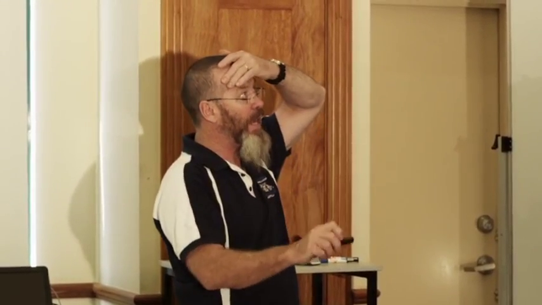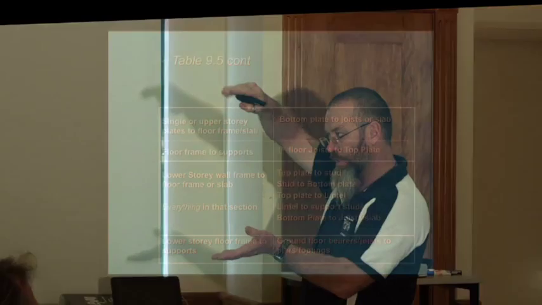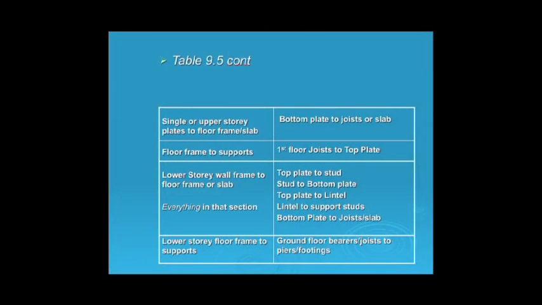And so what that means, again, just pulling that apart, the connections that are in that second row are these ones, all your roof framing connections. So the floor frame to supports is first floor joist to top plate, lower story wall frame to floor frame or slab, top plate to studs, studs to bottom plate. So this is what is inside these rows. If you just picture it, look into the elevation of the building. Try not to look at it from the top. The pressure table needs to be looked at from the side of the building. And the last row is obviously your ground floor bearers to joists, piers or footings.